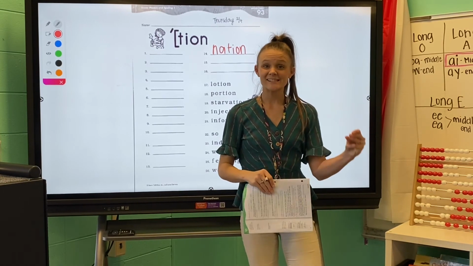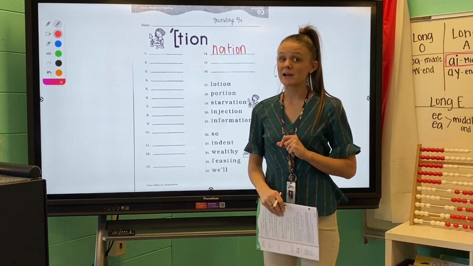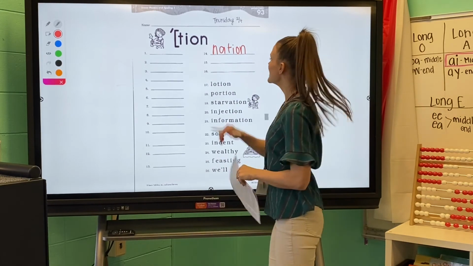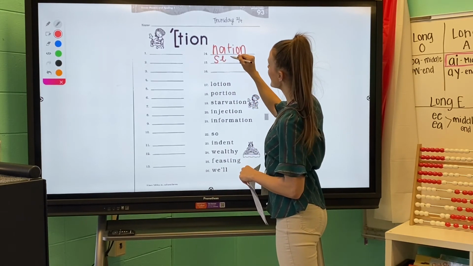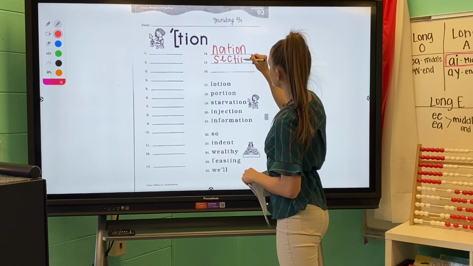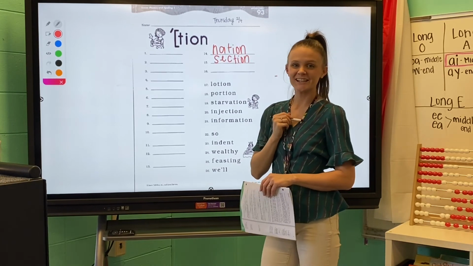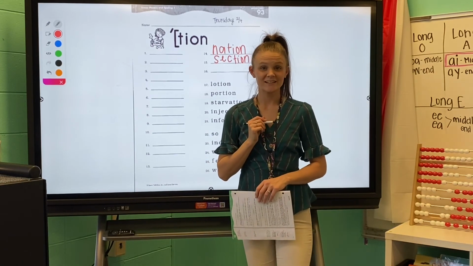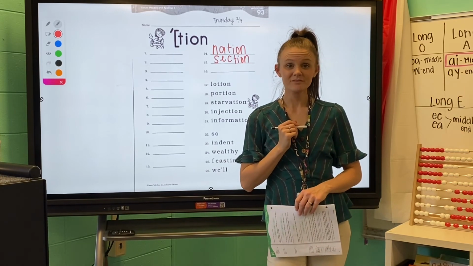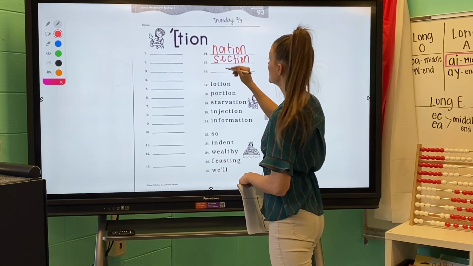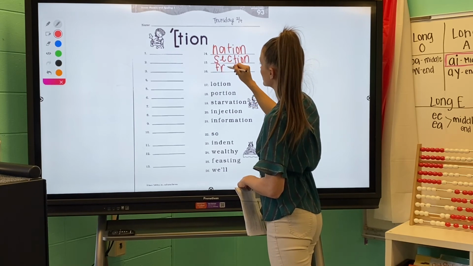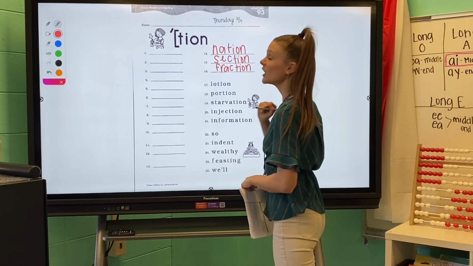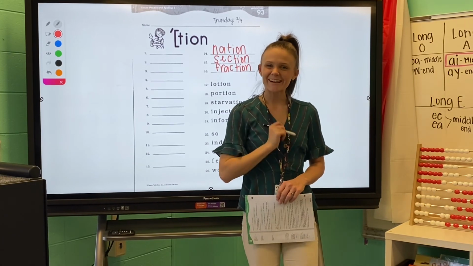For number 15, we're going to spell the word section. Section. Sec-shun. So let's start by writing sec, and then we'll add our shun final stable syllable. Shun. Section. Excellent. And for number 16, we're going to spell the word fraction. Fraction. Let's start by writing frac. Shun. Fraction. Very good job, friends.